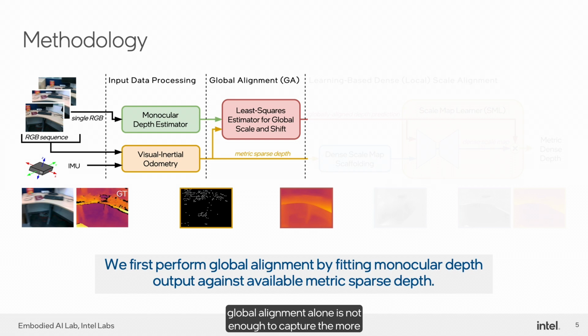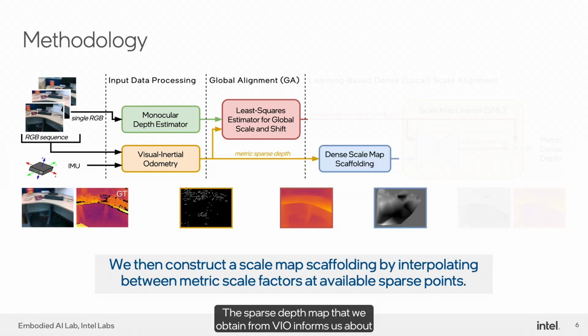However, global alignment alone is not enough to capture the more localized deviations in metric depth. To address this, we explore how to realign depth more locally at a pixel level. The sparse depth map that we obtain from VIO informs us about per-pixel scaling factors at specific sparse locations. We can interpolate between these factors to construct a dense scale map scaffolding. This scaffolding serves as our initial guess for rescaling metric depth in a more localized manner.